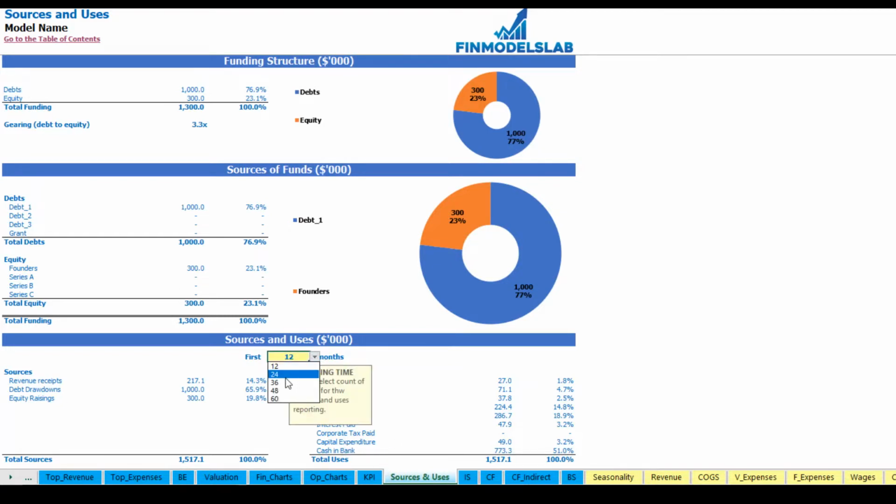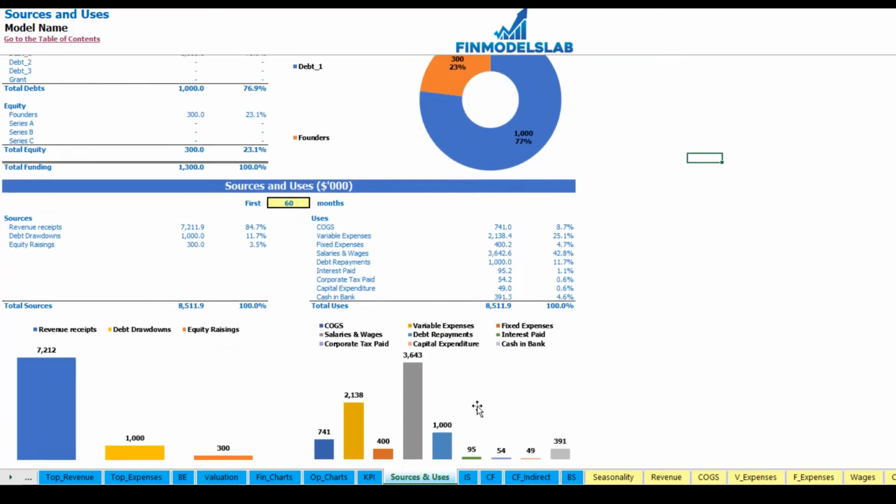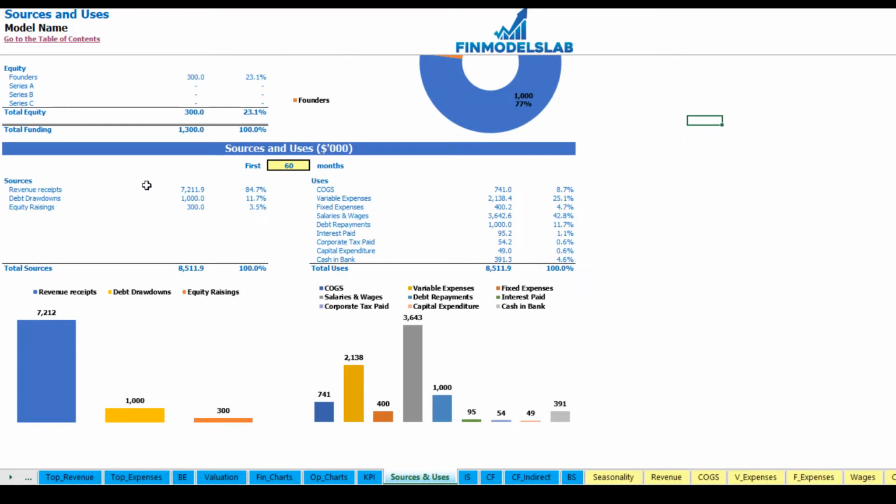Also you may change the amount of months, which is 1 year, 2, 3, 4 and 5 years. So for example for year 5 you may take a look at the sources and the uses. And below on the chart you may see this report in graphical form, which is easier to review.